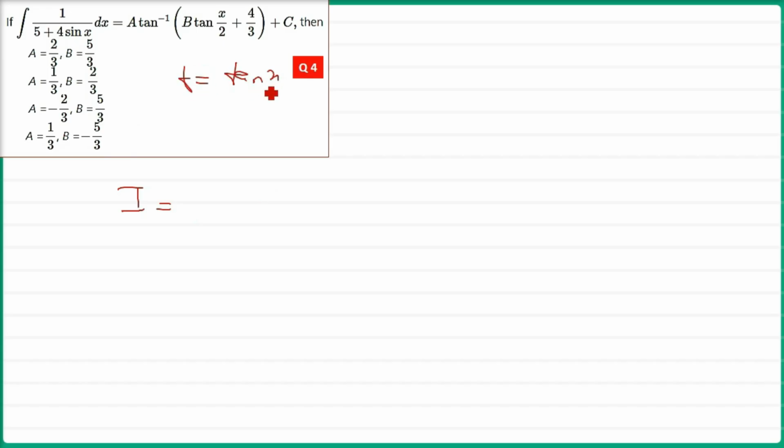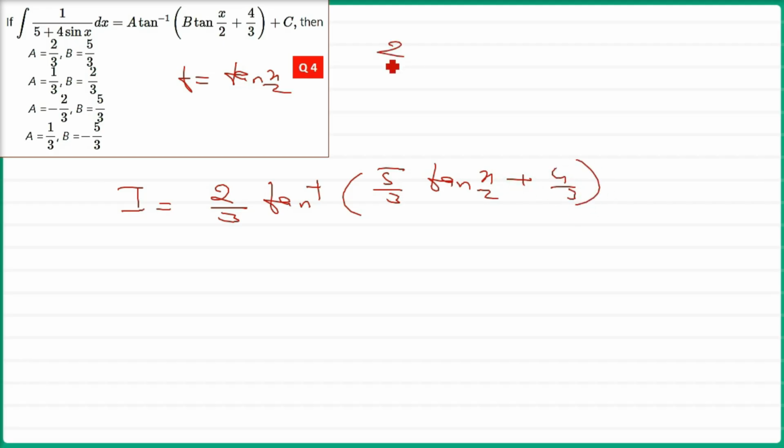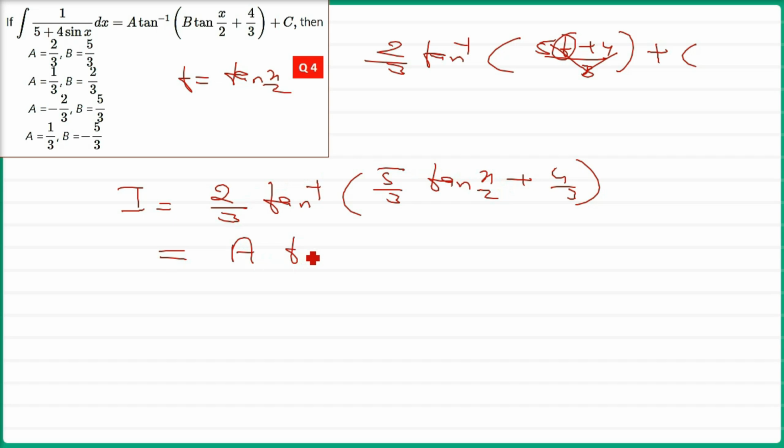t was taken as tan x by 2, if you remember. This integral will be 2 by 3 tan inverse, and inside this we have (5 by 3) tan x by 2 plus 4 by 3. Now the penultimate step or the previous step was 2 by 3 tan inverse (5t by 3 plus 4 by 3) plus c, if you remember. Replace t by tan x by 2. Now you have to equate it with a tan inverse (b tan x by 2 plus 4 by 3).